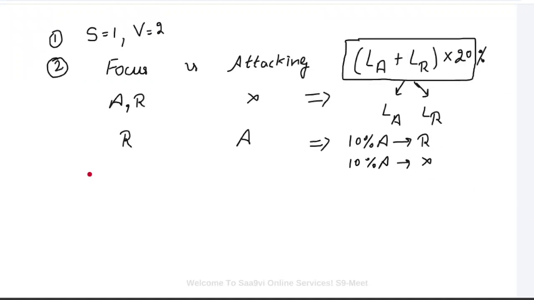So let's summarize this also. It goes vice versa. Now if Amiya is focusing and Ramya is attacking, that means 20% of Ramya votes will go to Amiya and 5% of Ramya votes will not be given to anyone.